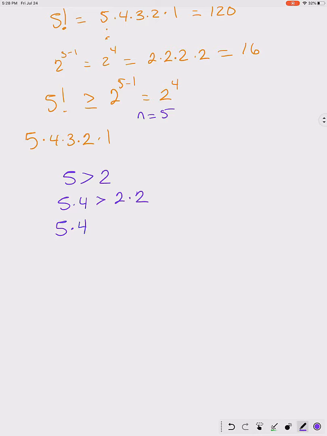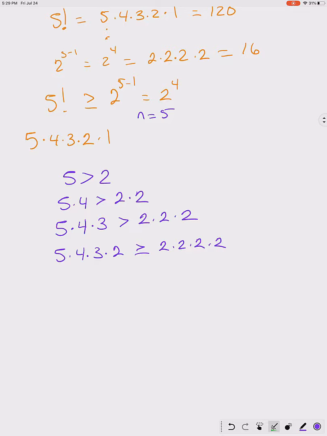So 5 times 4 times 3, that has to be bigger than 2 times 2 times 2. And that's true because 5 is bigger than 2, and 4 is bigger than 2, and 3 is bigger than 2. I keep multiplying them together. And then finally, if I did 5 times 4 times 3 times 2, well, that has to be bigger than or equal to 2 times 2 times 2 times 2. And that has to be true because 5 is bigger than 2, and 4 is bigger than 2, and 3 is bigger than 2, and 2 is the same as 2. So I'm throwing in that equal sign. Okay? So that's the idea with the case of 5.